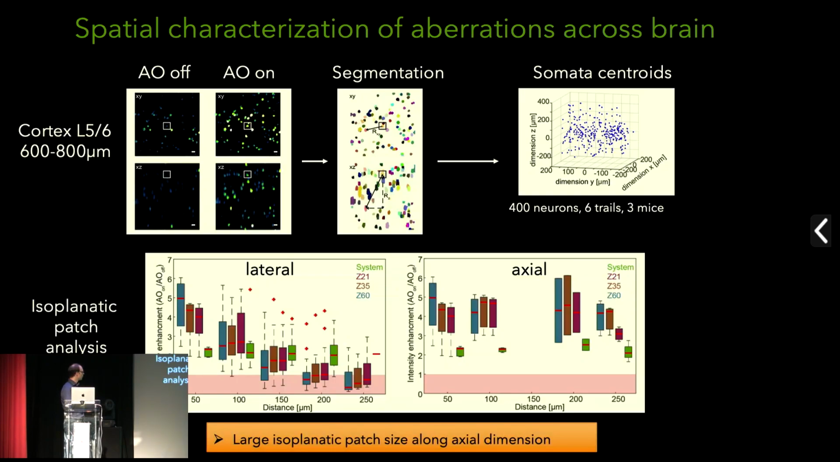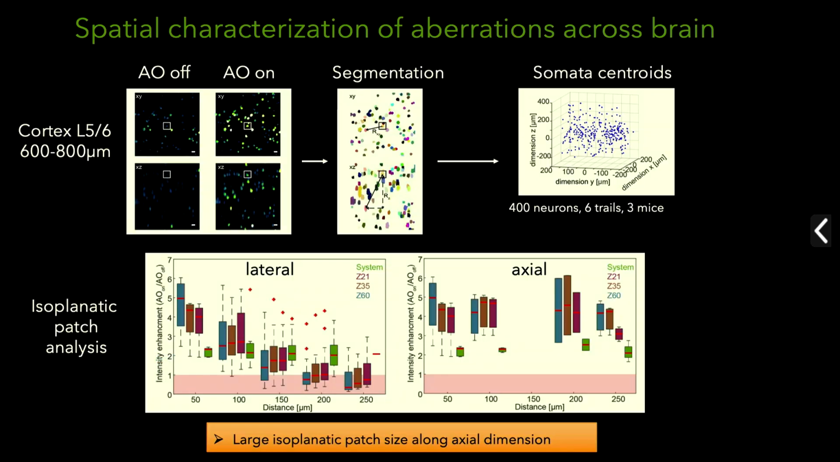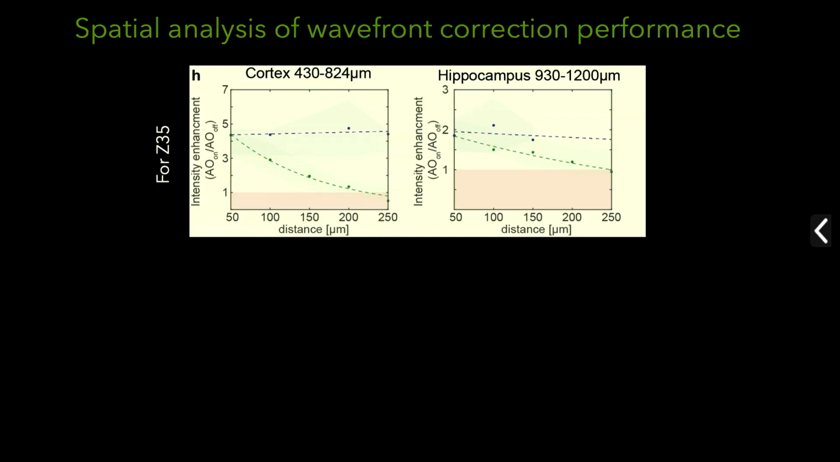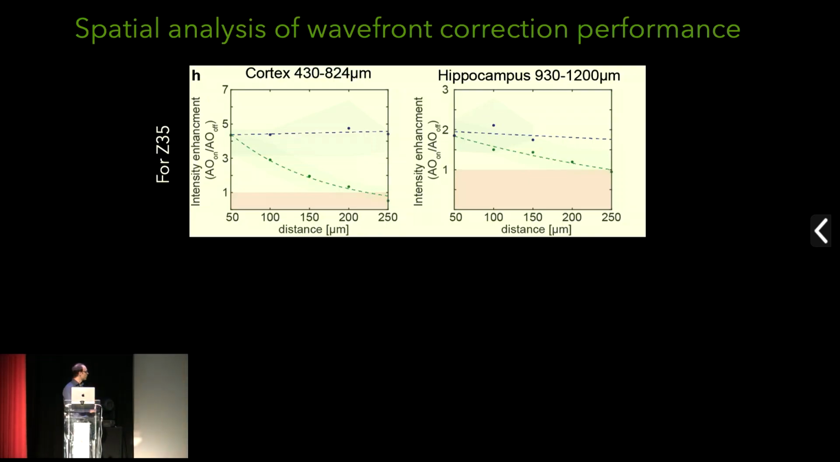And what you can see here, also dependent on the number of Zernike modes that we chose to analyze, is that the isoplanatic patch, so the field of view over which a correction is valid, is on the order of around 150 microns in the lateral dimension, but in the axial dimension it can actually be much, much larger. And that was very surprising for us, because it has not been reported before in the literature. So here you can see a more summarized plot in the cortex and the hippocampus. The isoplanatic patch falls off at around 150 or 200 microns from the correction site in the cortex, but in the hippocampus it becomes much, much larger.